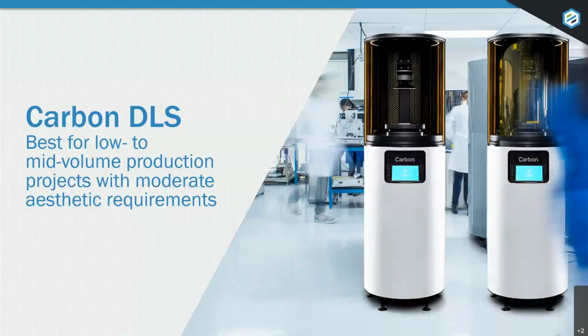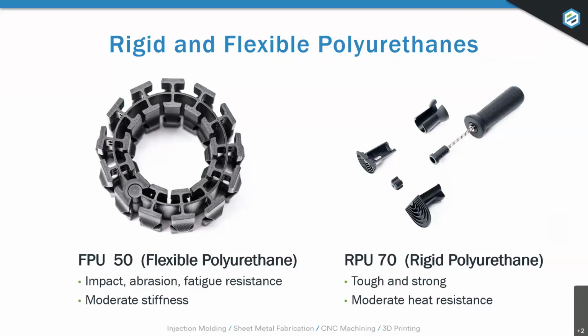Carbon is our newest technology offering. It is best for low to mid-volume production projects with moderate aesthetic requirements and parts that are less than 5 inches long. We currently have two material offerings within Carbon, the flexible polyurethane FPU50 and a rigid polyurethane RPU70.